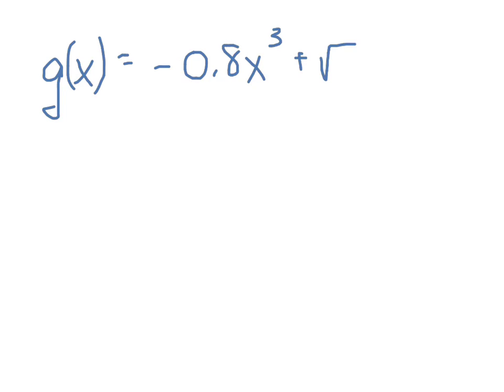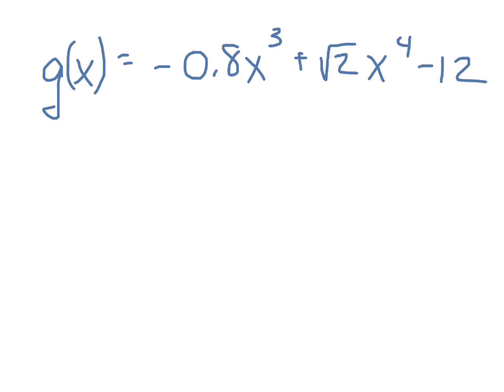If I give you something like this, where it says g of x equals negative 0.8x cubed plus the square root of 2x to the fourth, minus 12, the directions are going to say, decide whether the function is a polynomial. If so, write it in standard form, state its degree, the type, and leading coefficient.